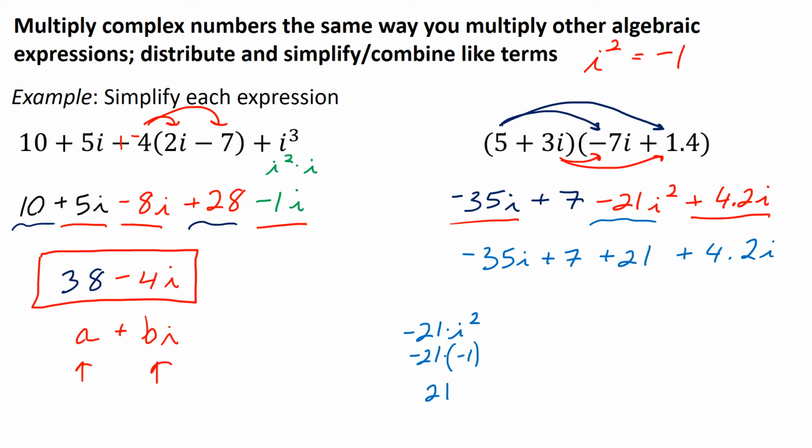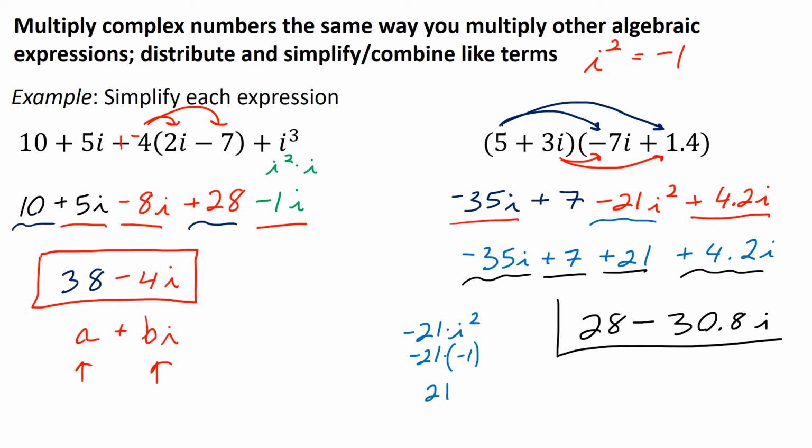And now we can combine the like terms. So the real parts first. 7 plus 21, that's 28. And negative 35 plus 4.2, it's going to be negative. And 35 minus 4.2 would be 30.8i. Stays negative. And that is our final answer.